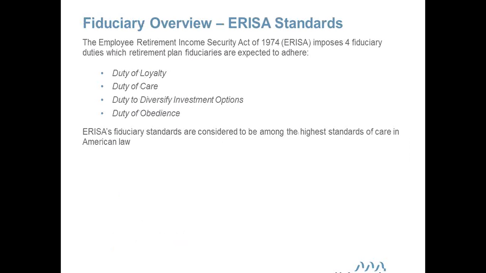So the first thing we're going to talk about today is, what are the current fiduciary standards? ERISA basically has 4 duties which retirement plan fiduciaries are supposed to follow, and basically it's the duty of loyalty, the duty of care, the duty to diversify investment options, and the duty of obedience. I promise I'm not going to read verbatim off my slides, but I do want to list those things specifically, and then we're going to talk about each one individually.